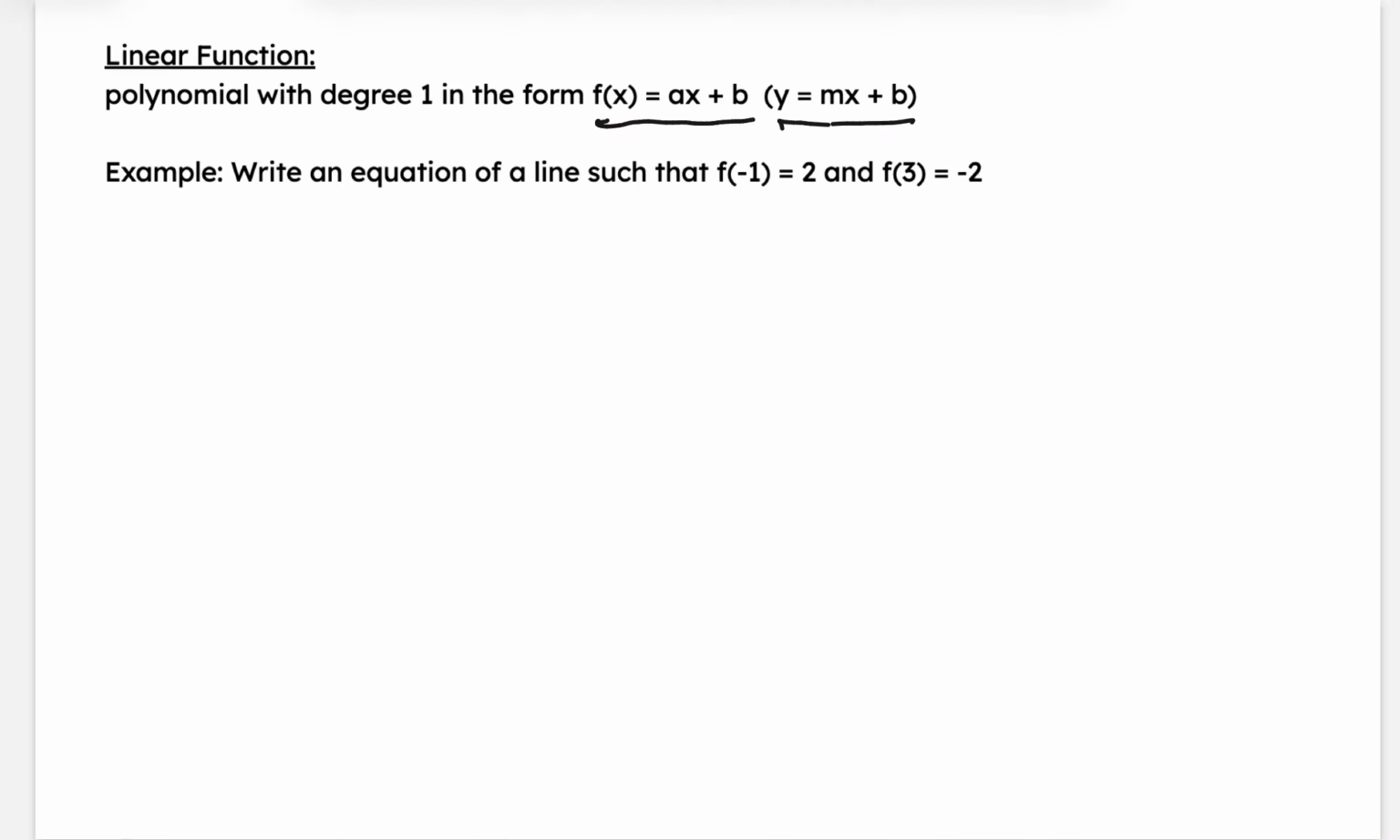So our example here is we're going to write an equation of a line such that f of negative 1 equals 2 and f of 3 equals negative 2. I'm going to do this two different ways. The first thing I want to note is that if I have something written in function notation like this, it just means that I have the point negative 1, 2, and the point 3, negative 2. So basically this is asking me to write the equation of a line given 2 points. There's two ways we can do this. One is with point slope form.